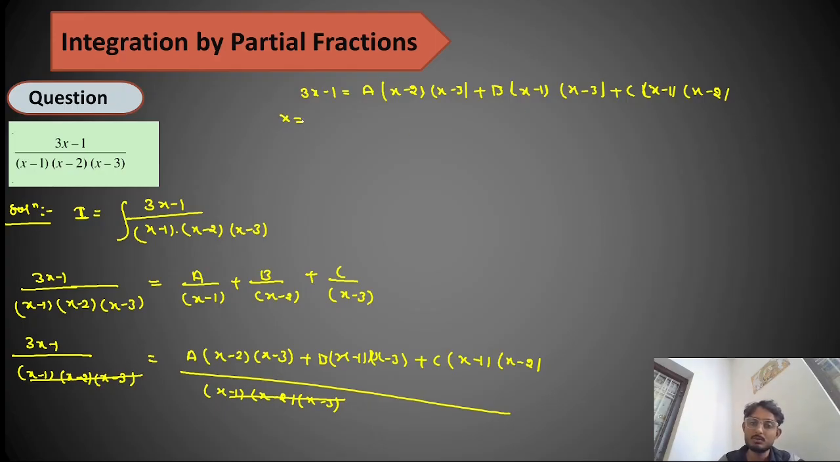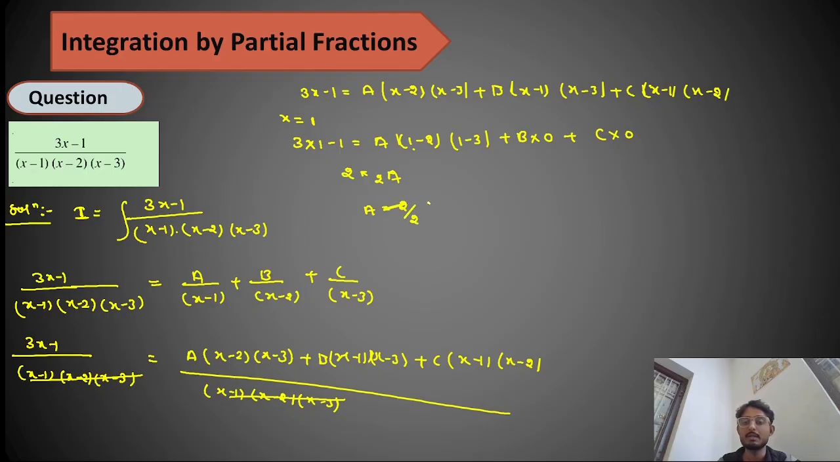So put x equal to 1. So 3 into 1 minus 1 equals A into (1 minus 2)(1 minus 3) plus B into (1 minus 1), which is 0, plus C into (1 minus 1), C into 0. So here you will get 3 minus 1, 2, equal to A into (minus 1) and (minus 2), which is minus 1 times minus 2, so 2. So A equals 2 upon 2. You will get A equal to 1.